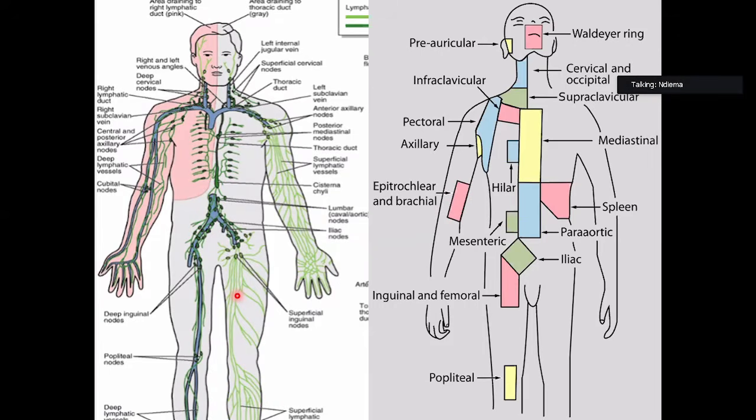So I'd like you to pay attention to these regions because usually when there's an injury, these are the lymph nodes which swell, and therefore you are able to note that there has been an injury.